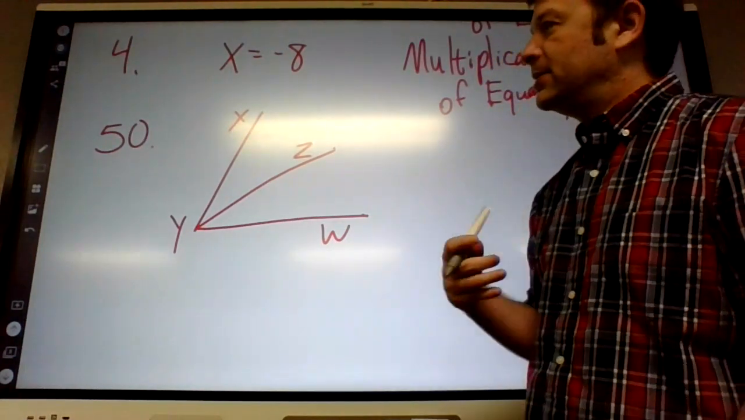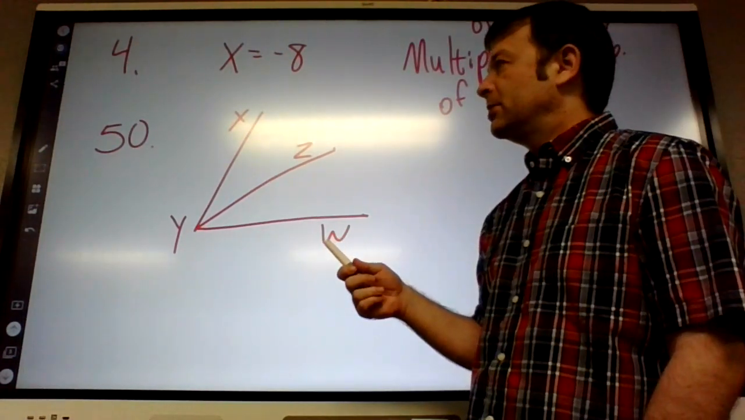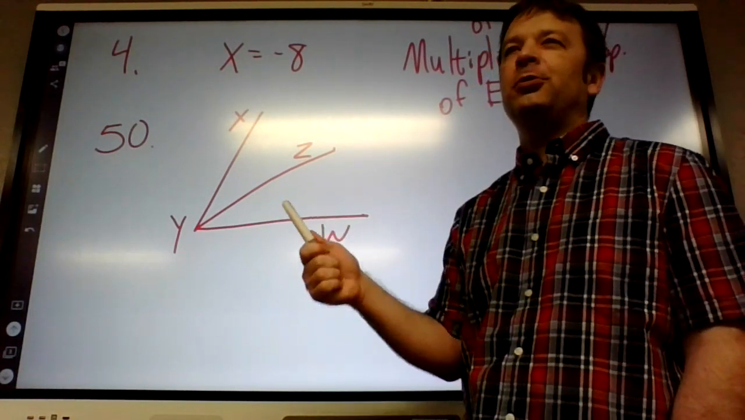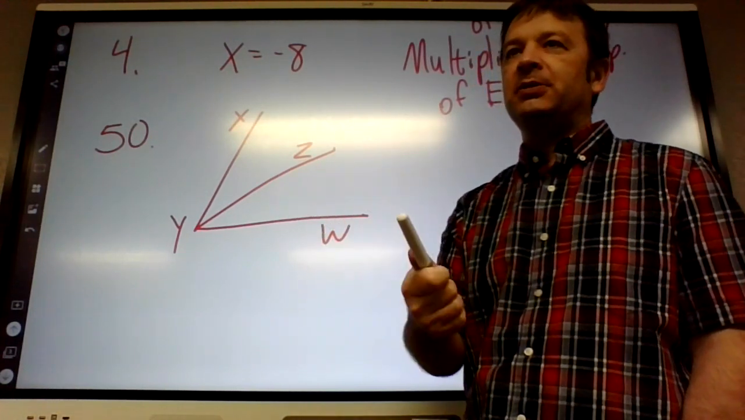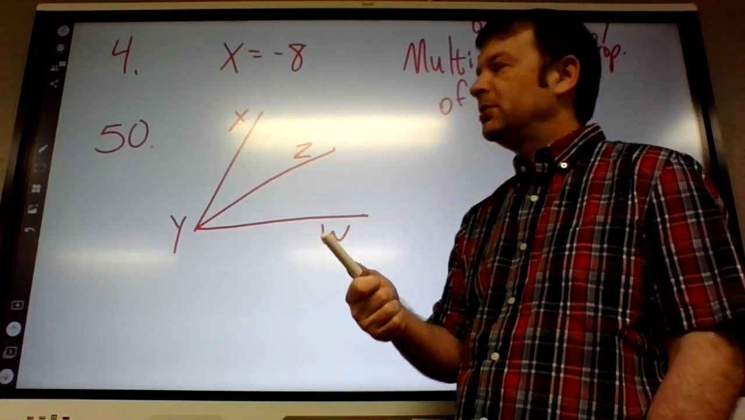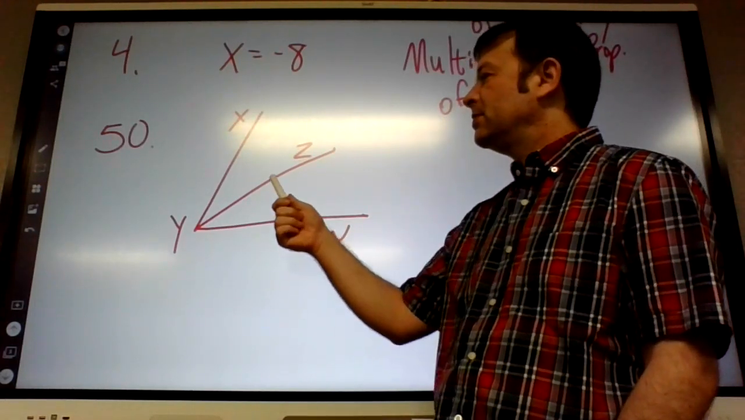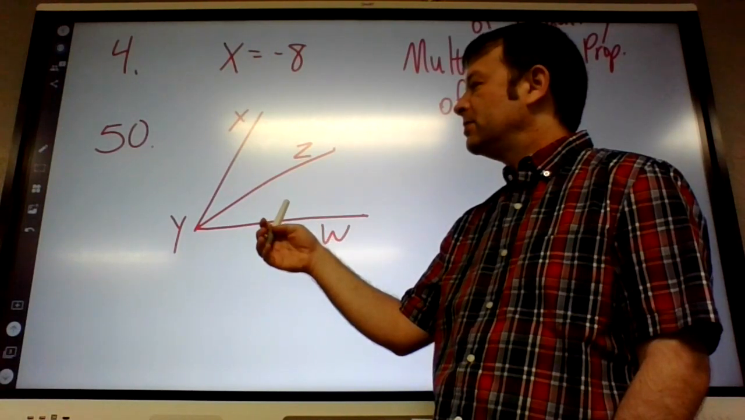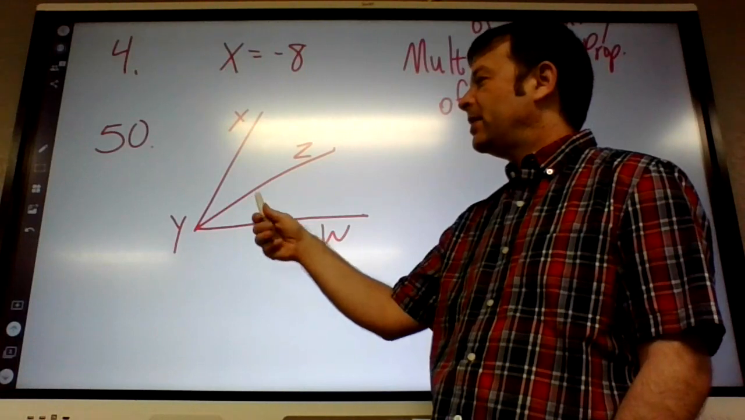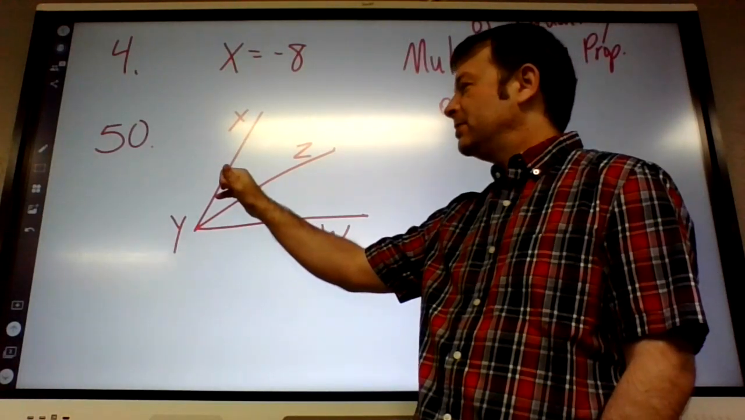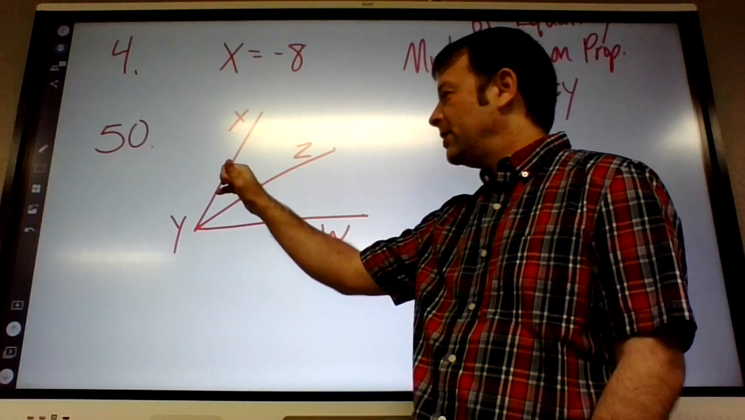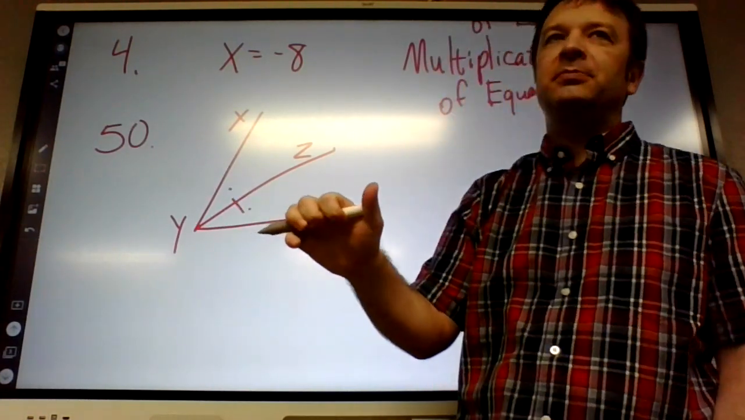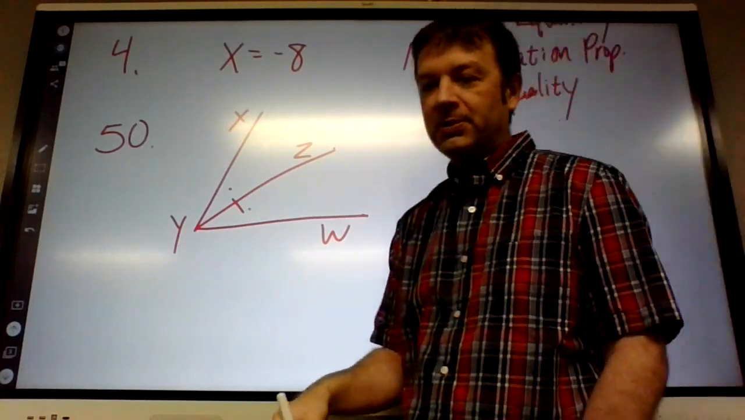What do you think the angle addition postulate would tell us on this one? Angle XYZ plus ZYW equals XYW. Yeah, so you kind of got it right eventually. This angle plus this angle equals the big angle. So that's the angle addition postulate.